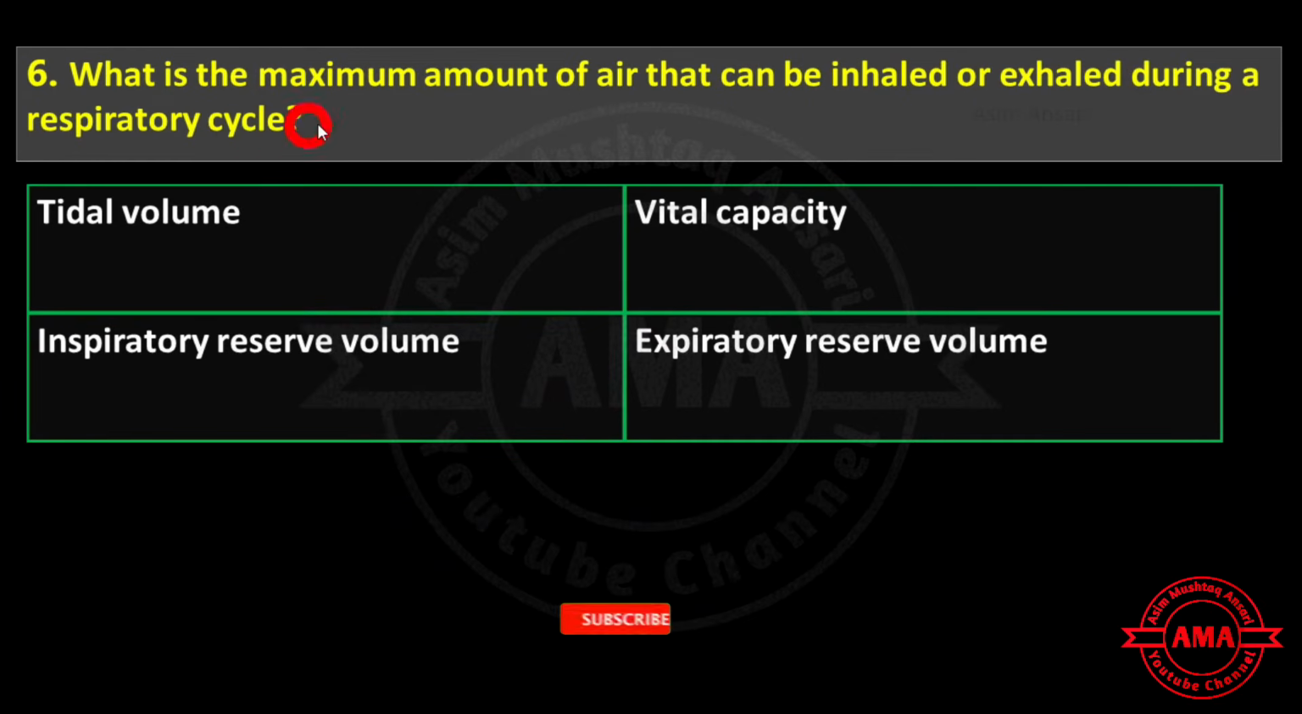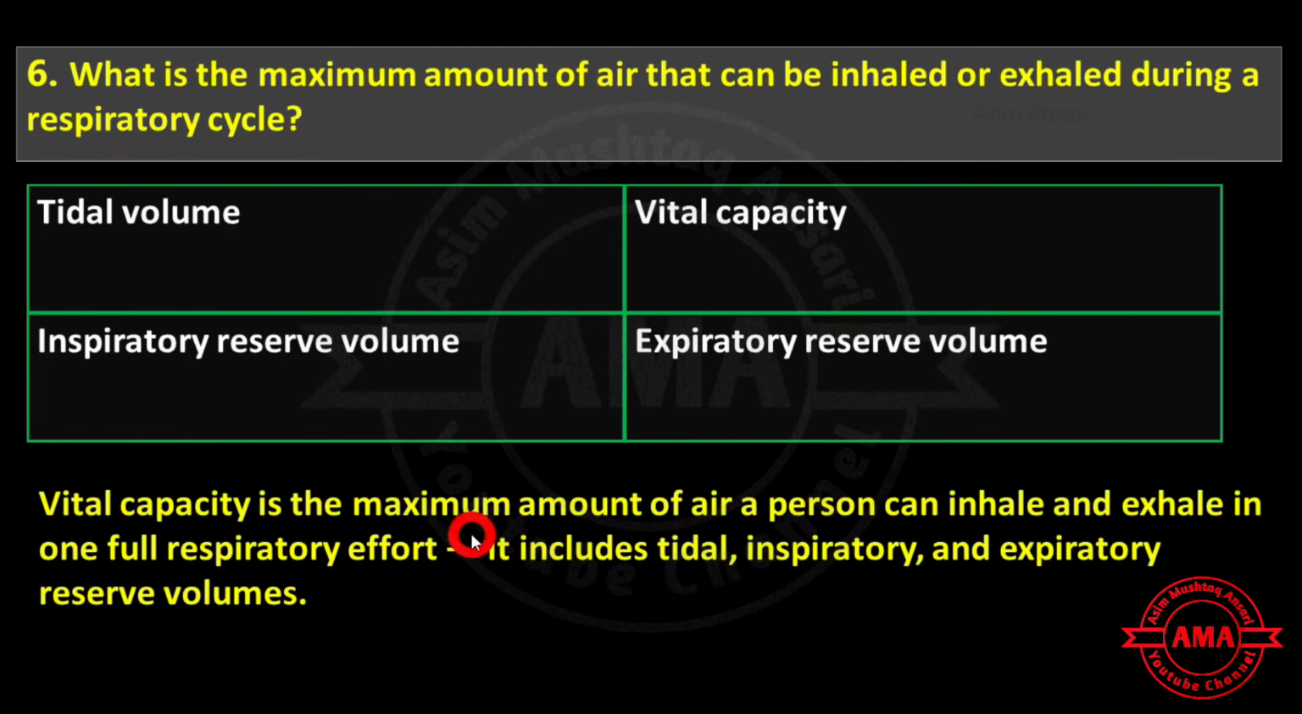Next is: what is the maximum amount of air that can be inhaled or exhaled during a respiratory cycle? Tidal volume, vital capacity, inspiratory reserve volume or expiratory reserve volume? Vital capacity is the maximum amount of air a person can inhale and exhale in one full respiratory effort. It includes tidal, inspiratory and expiratory reserve volume. So the exact answer is vital capacity.